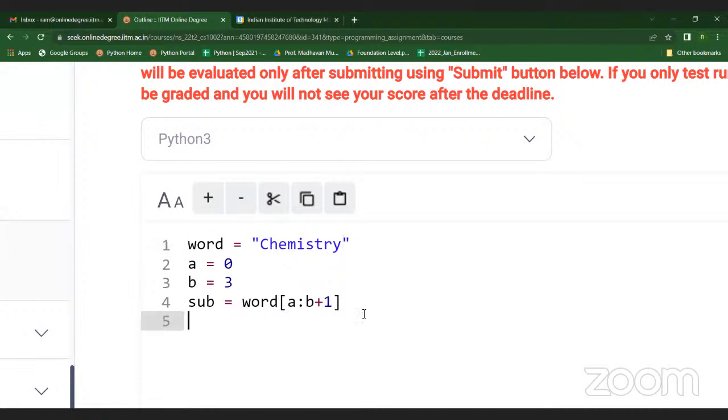So basically you should be printing this value. Chem.